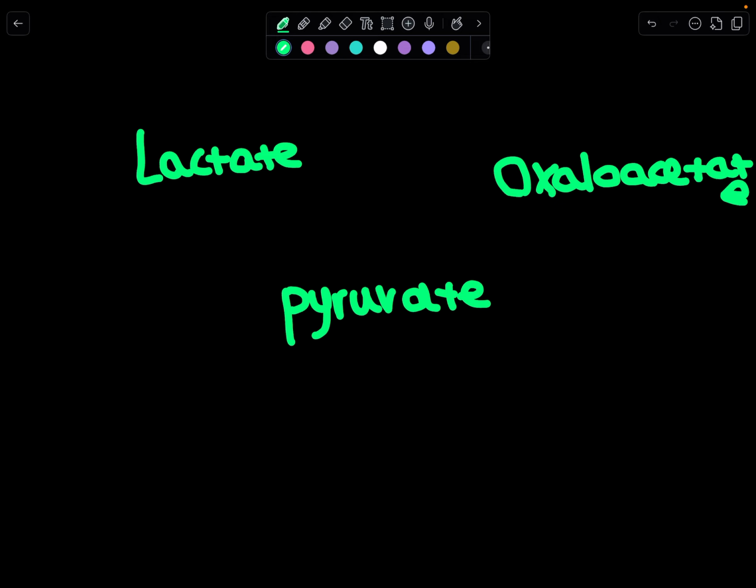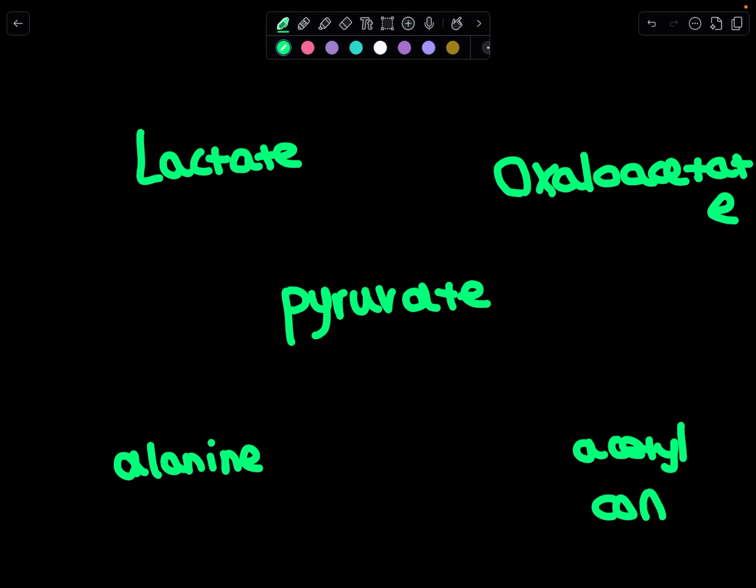Third, pyruvate can be transaminated to alanine in the cytosol, especially in muscle, to shuttle nitrogen for protein metabolism. Fourth, pyruvate can be carboxylated to oxaloacetate in the mitochondria by pyruvate carboxylase, supporting the citric acid cycle or gluconeogenesis. These paths let pyruvate balance energy production, oxygen availability, and biosynthetic needs.